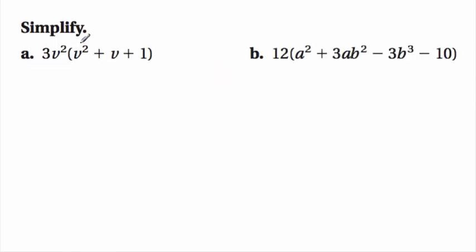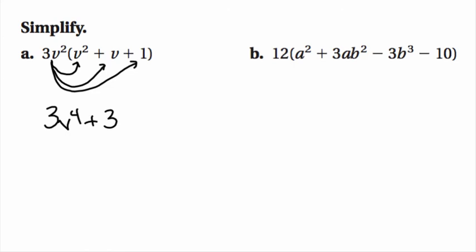Last, I'll show you how to multiply by a monomial. This is basically distribution. So I'm going to do this times this. I'm going to do 3v squared times v squared, then 3v squared times v, and then 3v squared times 1. When I multiply a letter or a variable by another variable of the same type, I add the exponents. So 3v squared times v squared is 3v to the 4th. 3v squared times v is going to get me 3v cubed. And 3v squared times 1 is going to get me 3v squared.